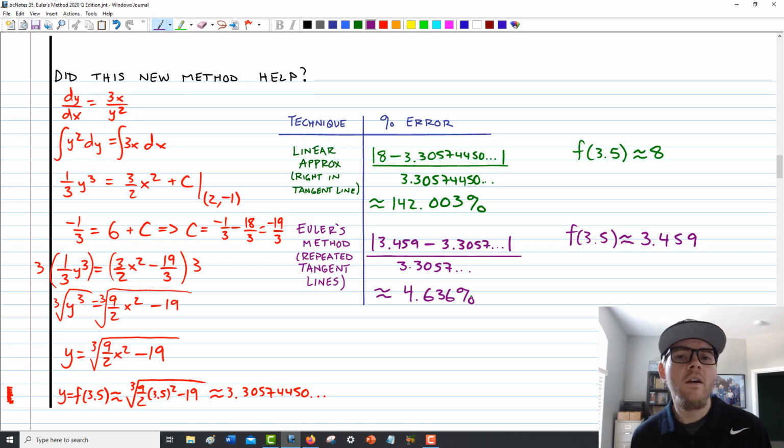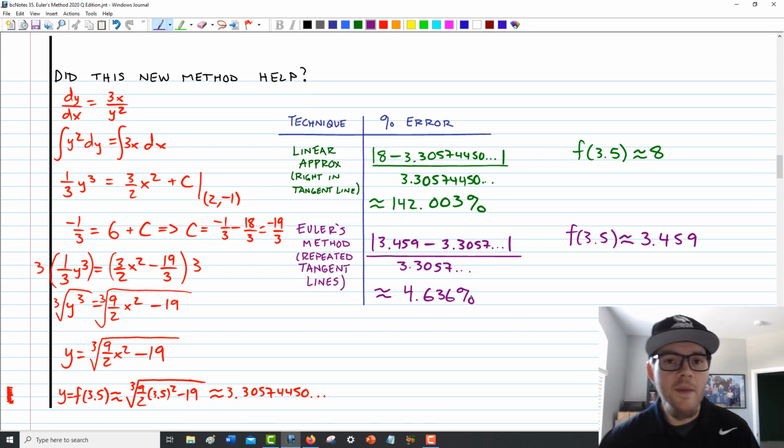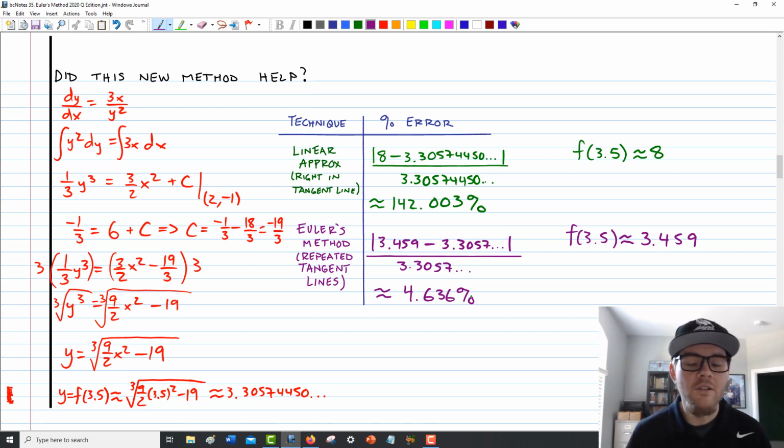So just so you're aware, there is kind of a nice little moment to celebrate just how accurate Euler's method is at calculating approximations, especially compared to our old friend, the trusty and reliable but not necessarily that accurate friend, linear approximation.